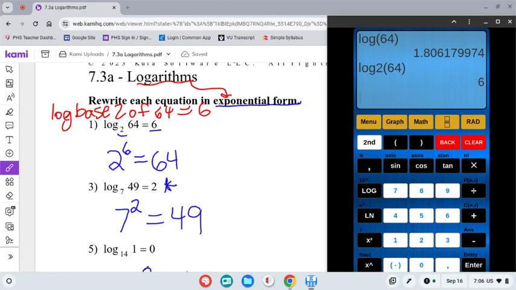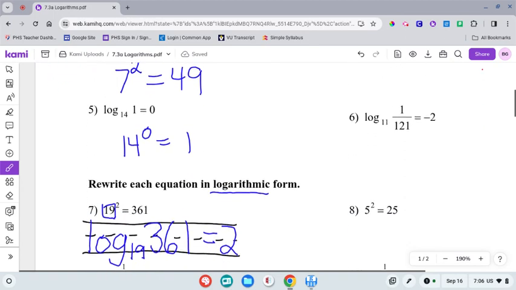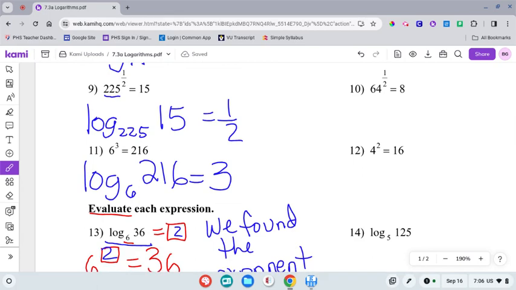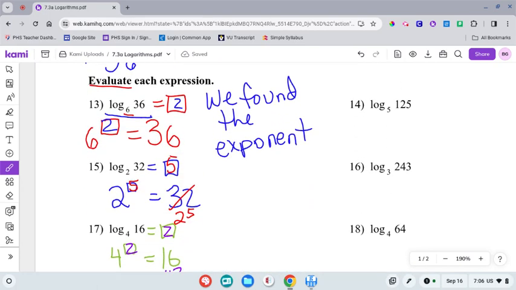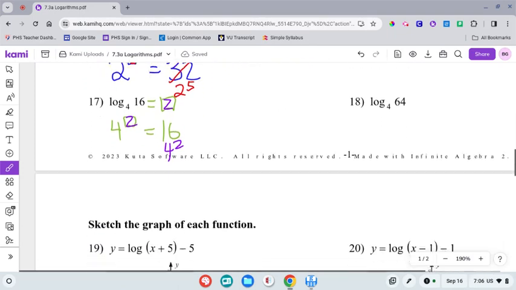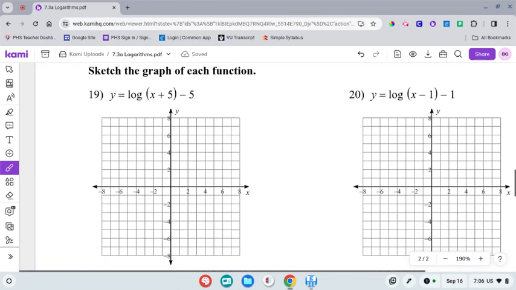It equals 6. And log 7 of 49 equals 2. And the last one, log 4 of 16, is 2. Yeah, your calculator can do it, but you want to be able to do it without a calculator as well. It's just useful to know both.